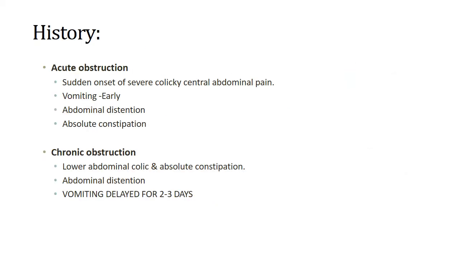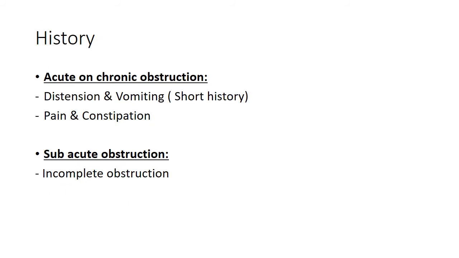Acute obstruction usually occurs in small bowel obstruction with sudden onset of severe colicky central abdominal pain, early vomiting, distension, and constipation. While chronic obstruction is seen in large bowel obstruction with lower abdominal colic and absolute constipation followed by distension. In acute on chronic obstruction, there is a short history of distension and vomiting against the background of pain and constipation, and subacute obstruction implies an incomplete obstruction.